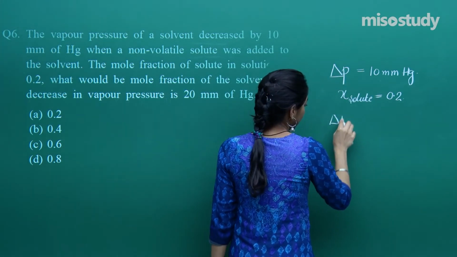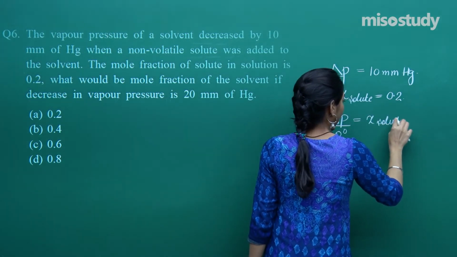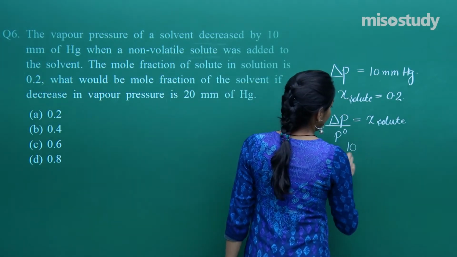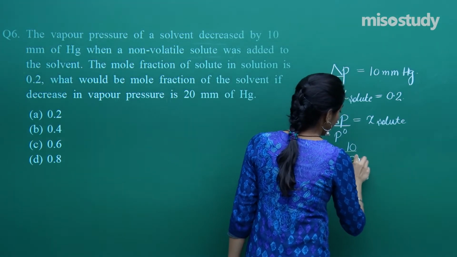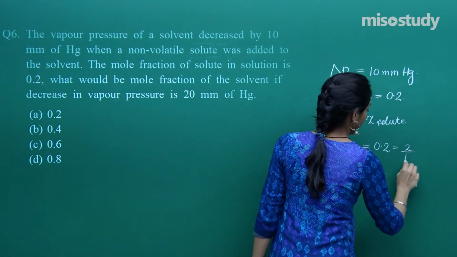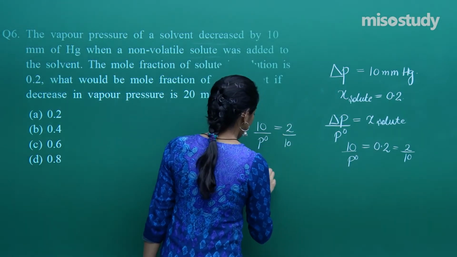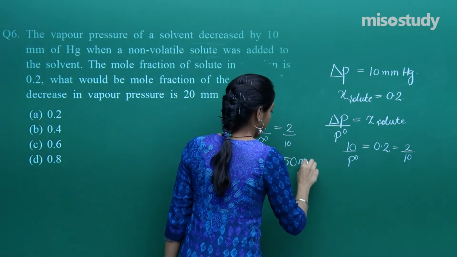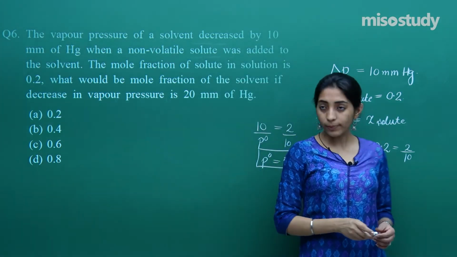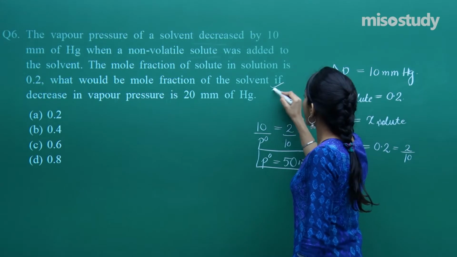We know the relative lowering of vapor pressure is equal to the mole fraction of solute. I am not assuming any association or dissociation since nothing is referred. So, we have 10 divided by P naught is equal to 0.2, which could be written as 2 by 10. So, 10 by P naught is 2 by 10, and we will have P naught equal to 50 mm of Hg. Now we got the vapor pressure of pure solvent. Clear?